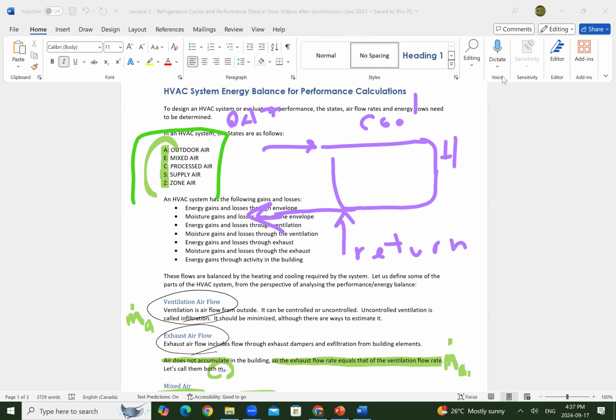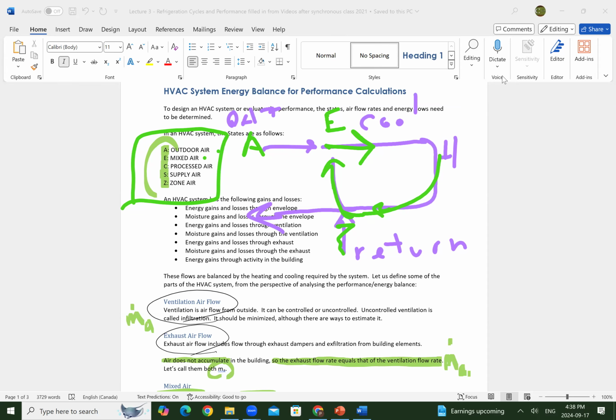So we have some outdoor air that's typically called A. We have some mixed air because we got some air returned from the room. Well, the room is here. So it's returned from the room, and here we go, mix it with the outdoor air. And that is our mixed air. We're going to call E our mixed air. So there's outdoor air, there's mixed air.